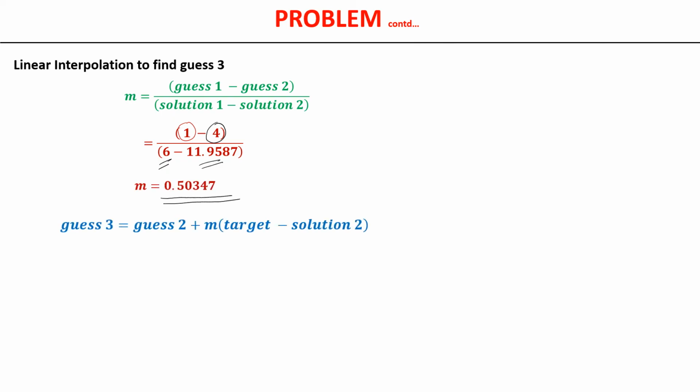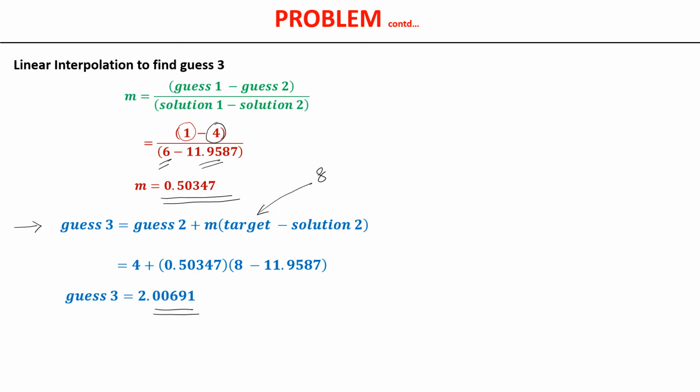Now I use this value of m in my formula to derive guess 3 as guess 2 plus m times target. Target is what I actually want, which is 8, minus solution 2. All the values are known to me. I substitute, I check the guess value. I have taken it correct to 5 decimal places. So guess 3 value is almost nearing 2, or it's closer to 2. So it's 2.00691.